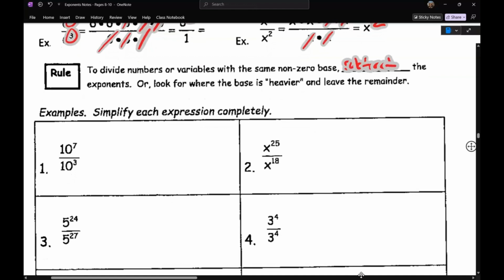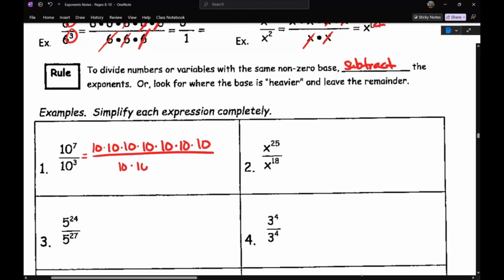So 10 to the 7th. We won't do this every time, but I'm just going to do it once or twice. Let's write out 10 sevens. And then 10 to the 3rd. So this is what it means when it says, where is the base heavier? Where do we have more 10s? We have more 10s on the top.